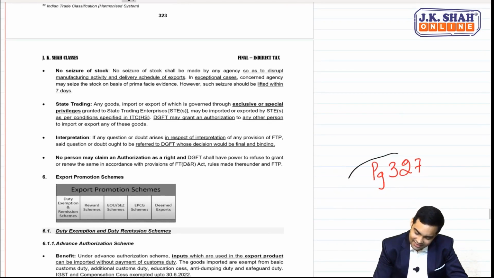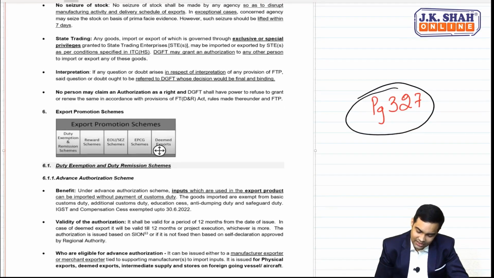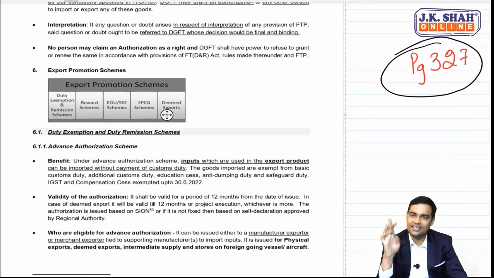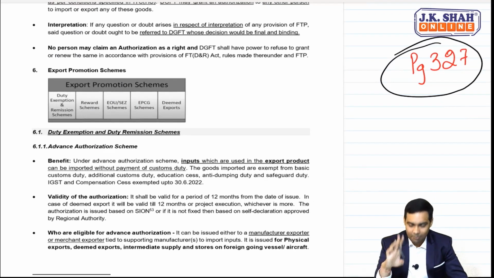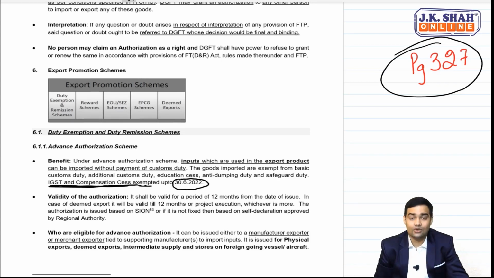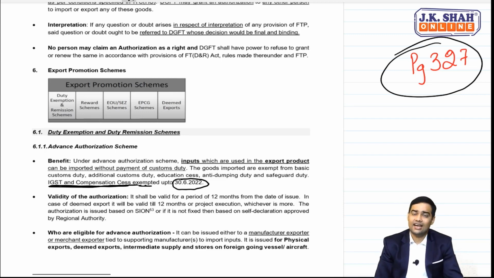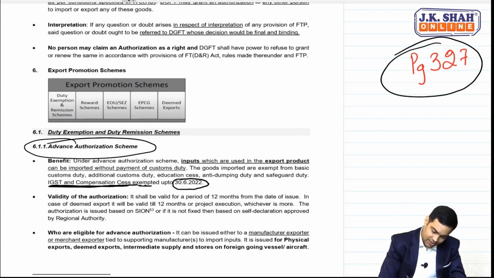Then page 327, this is an important change. See, advance authorization, the scheme is valid till 30th September. But the IGST and compensation cess exemption is only till 30th June 22. That means from 1st July, government is planning to impose IGST and compensation cess even if you have advance authorization.